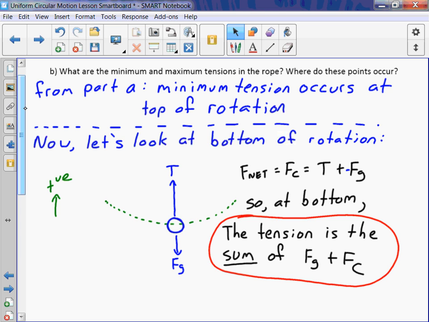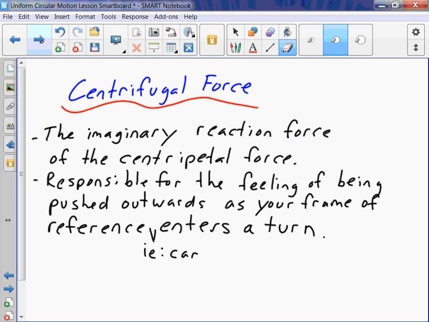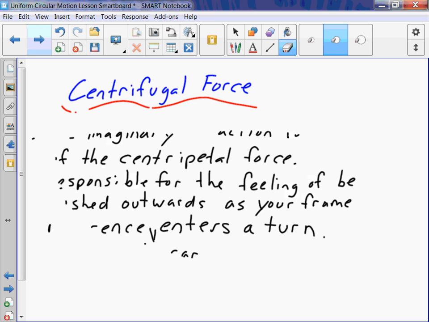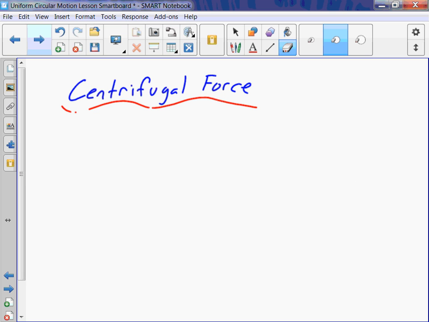Okay, guys. Write this down, please. I'm going to speak to centrifugal force. You can do it at the bottom of your page. You have half a page there that you probably won't have any writing on.